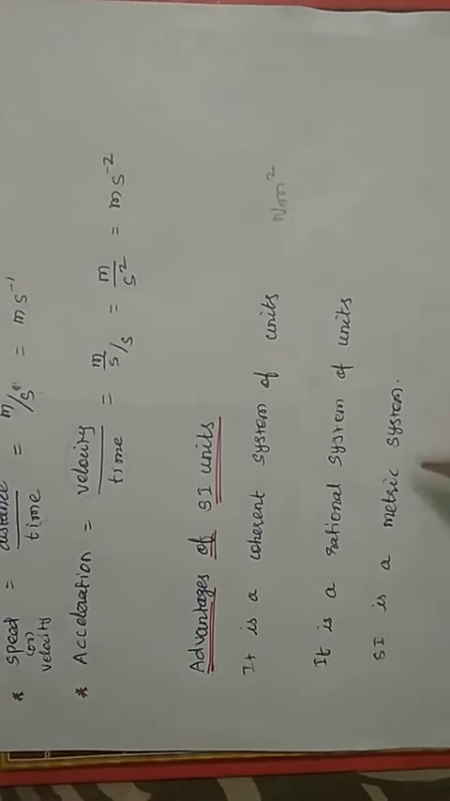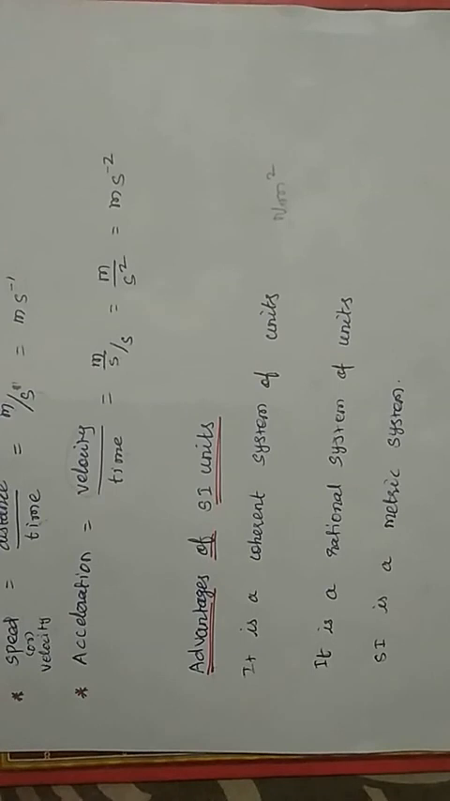SI system is a metric system. Metric means it can be represented in the form of powers of 10. If a particular quantity is represented as a power of 10, it can be said to be a metric system. So up to this we'll stop. We'll continue in the next class.